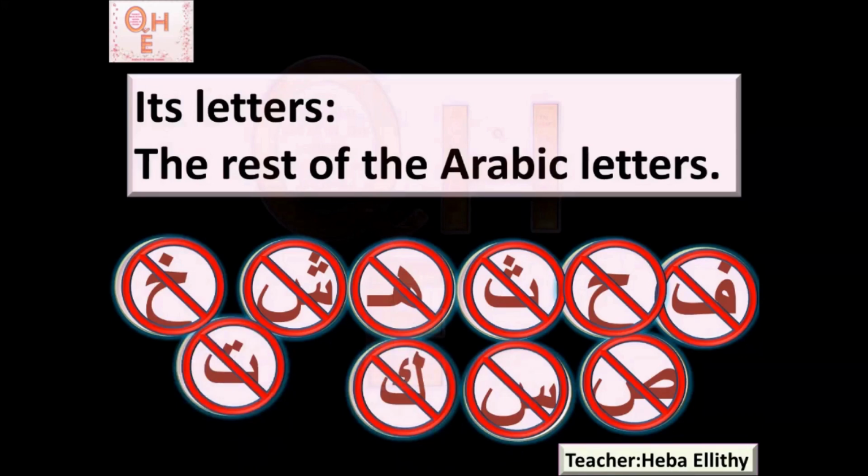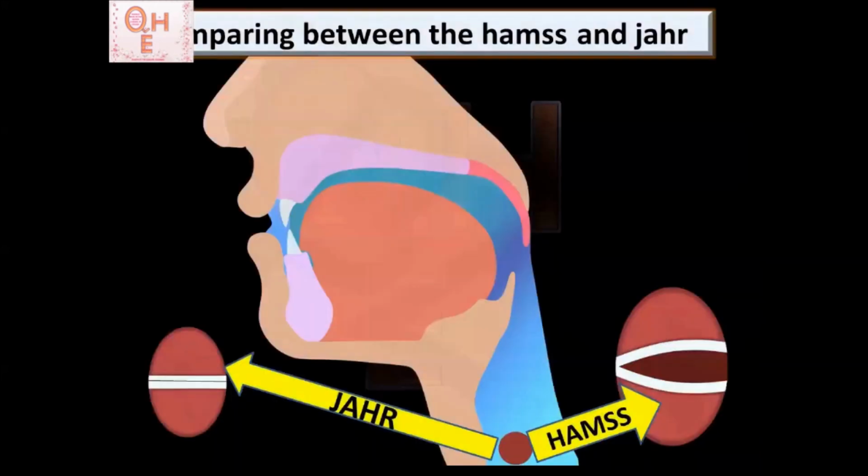Let's go together and see, comparing between the hams and jahr in one of the pictures. If we look here at letter sin and za to compare between them. Letter sin, صاد and za, all of them come from the same articulation point. Then why is letter sin different than letter za when we pronounce it?